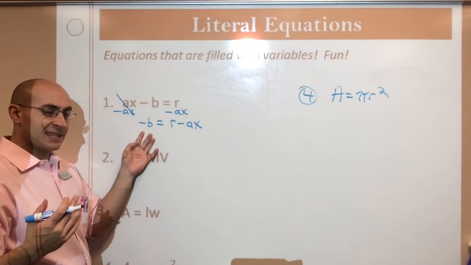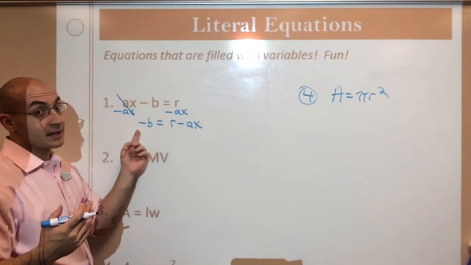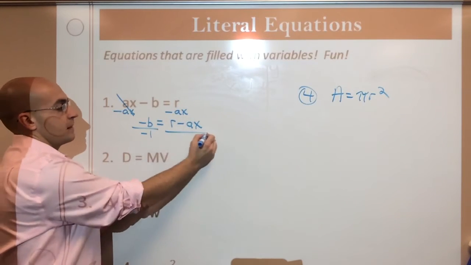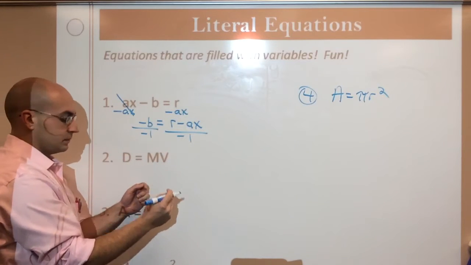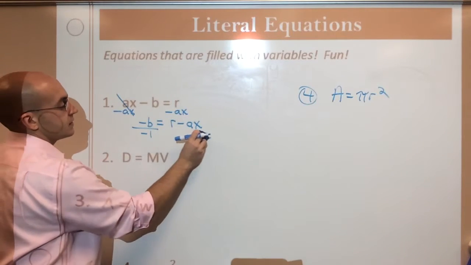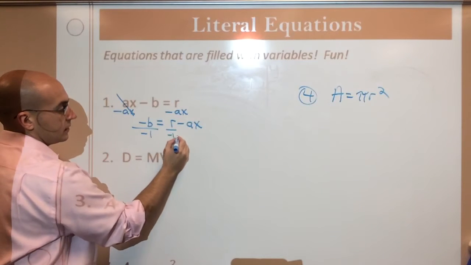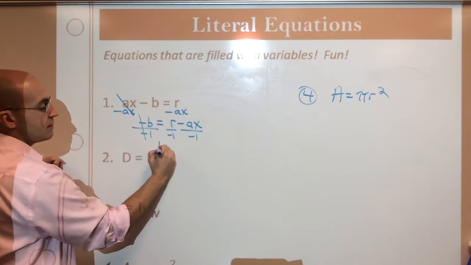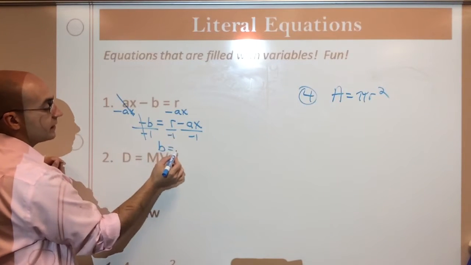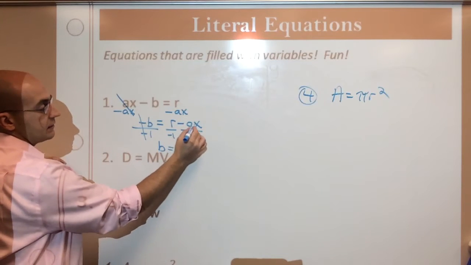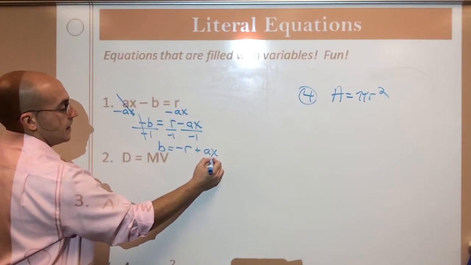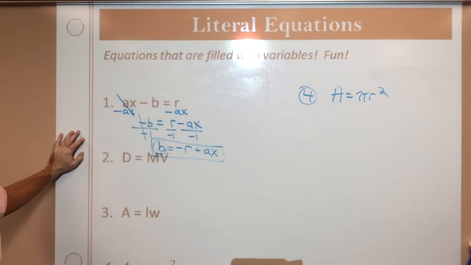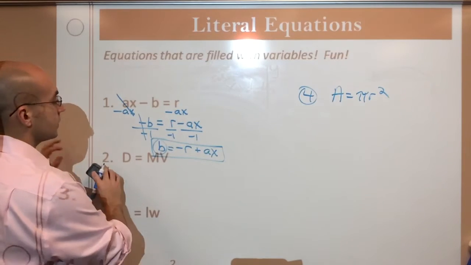Now we're almost at our goal. b's almost by itself, but there's a negative there. So technically speaking, that's not by itself because that's a negative 1b. So I have to now divide by negative 1 on both sides. Let's do a negative 1 here and a negative 1 here, because this helps students a little bit better. Now that cancels the negative sign. So this is going to be b equals, and now r divided by negative 1 gives me a negative r. And negative ax divided by negative 1 gives me a positive ax. Now we've solved for b. This is my answer. b equals negative r plus ax. Okay, good. Let's try some more.